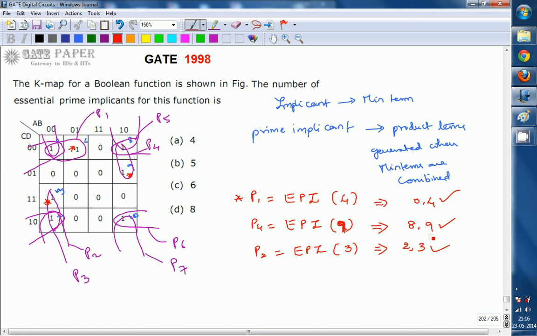How many ones are given? 3 plus 3 plus 1, that is 7. Out of that, 6 ones are covered. The remaining one can be covered using either P6 or P7, which gives the final product term. So your function consists of 4 prime implicants: P1, P4, P2, P6, or P1, P4, P2, P7. So the right answer is that the function consists of 4 essential prime implicants. Okay, thank you.